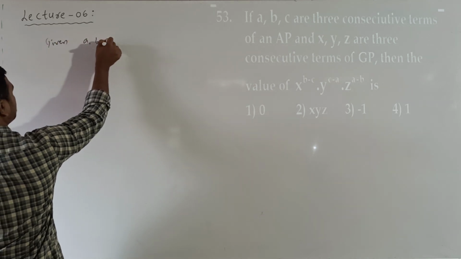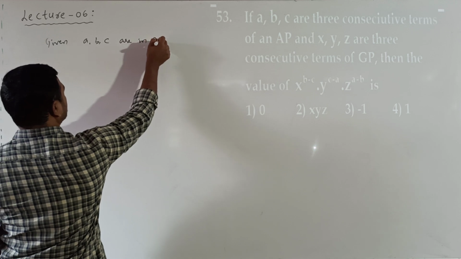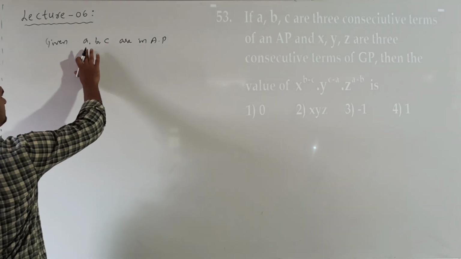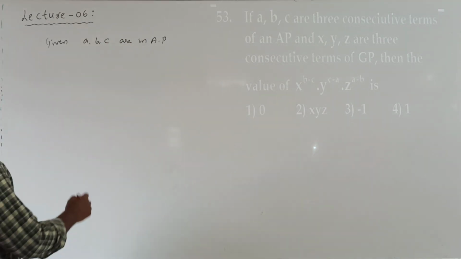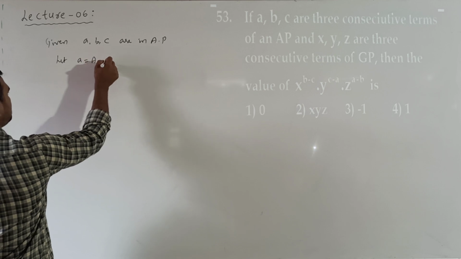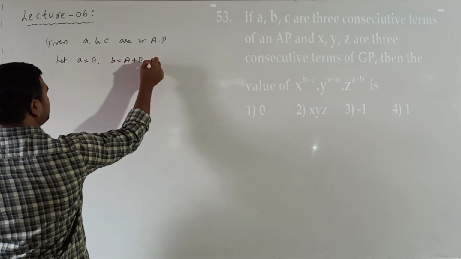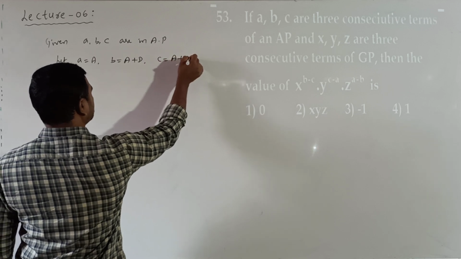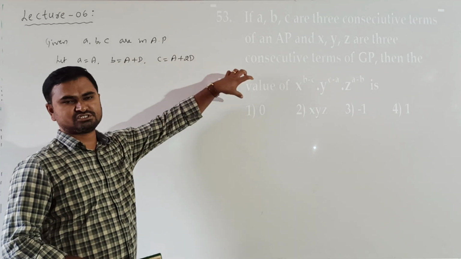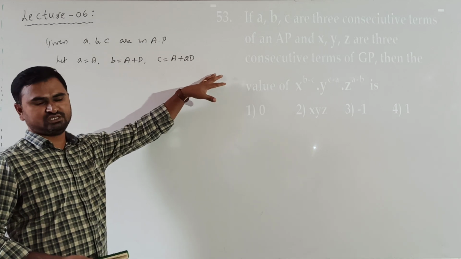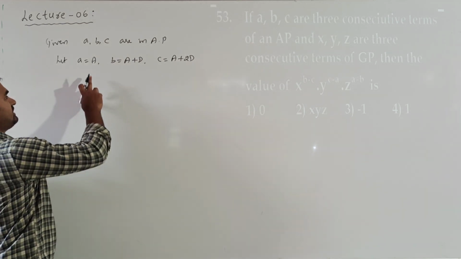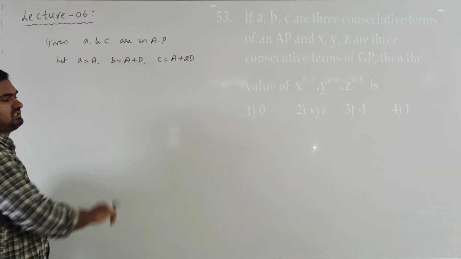So given a, b, c are the 3 consecutive terms of an AP. These are in AP, so we can compare with the standard form. Let us take a as a, b as a plus d, c as a plus 2d. This is the arithmetic progression a, a plus d, a plus 2d. Just we are changing the notation, because small a is already used.